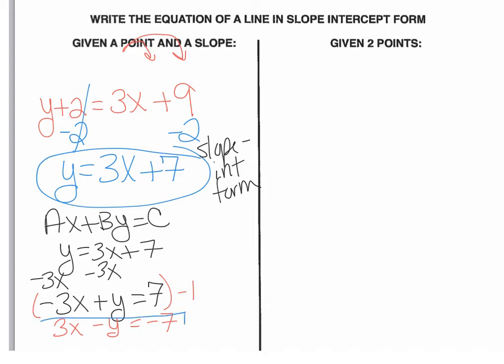So 3x minus y equals negative 7. That is our standard form equation. And our a value now would be the number in front of x, so 3. B is going to be negative 1, and c is going to be negative 7.